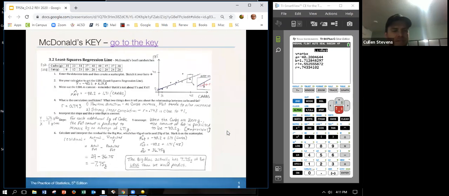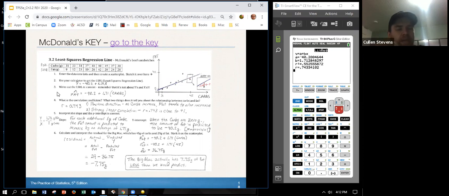All right, so here's our key. We can see that carbs was our explanatory variable and fat was the response variable. So we write it out in the least squares regression line. Y hat, or predicted Y, is 40.2 + 1.71x. Let's put that in context. Remember that Y is fat, so that's her predicted fat, is equal to 40.2 plus 1.71 grams of carbs, okay?